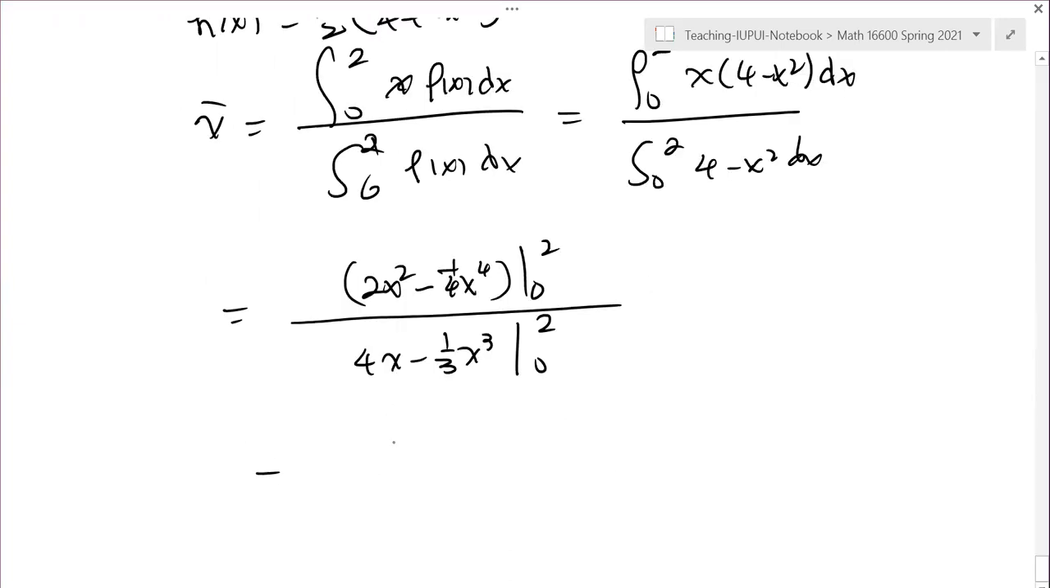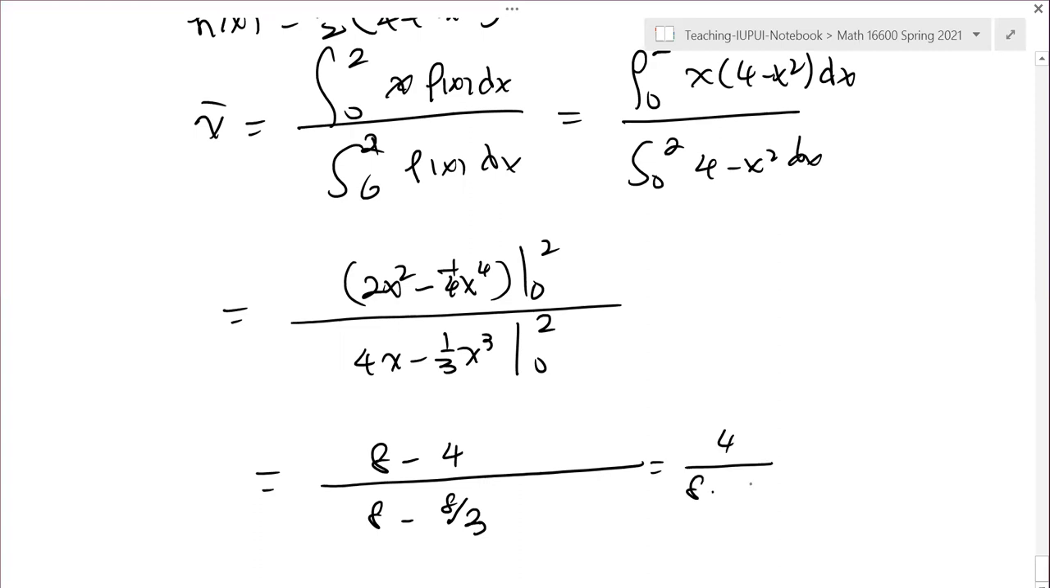Okay, I get 8 minus 4, because 2 to the 4th power is 16, divided by 4 is 4. And here it is 8 minus 8 over 3. This is a straight number. That's 4 and 16 over 3, which is 8 over 3, I think that'll be 2/3. So what I got here is 3 over 4.